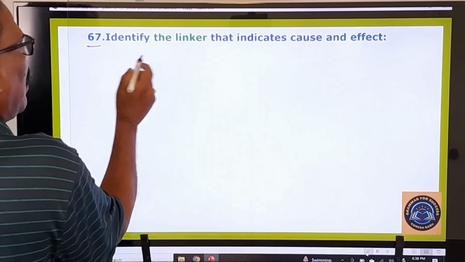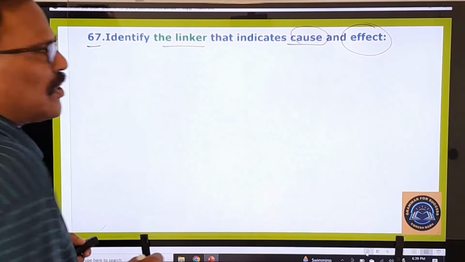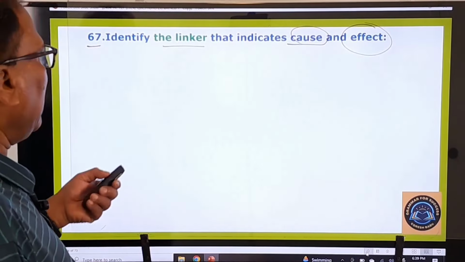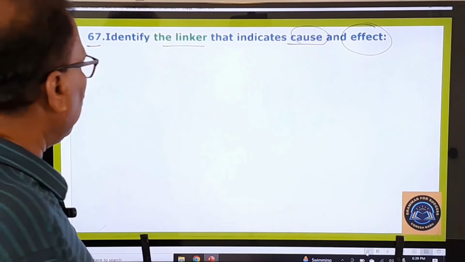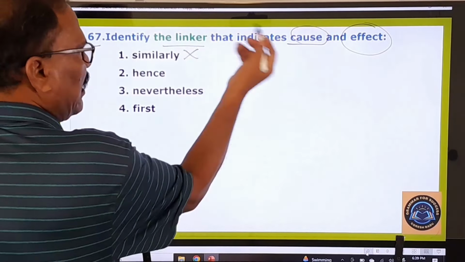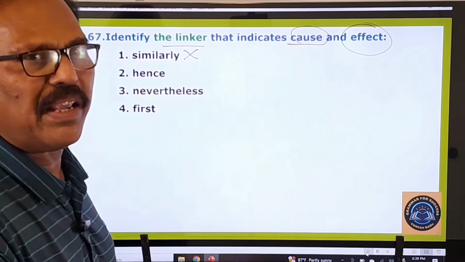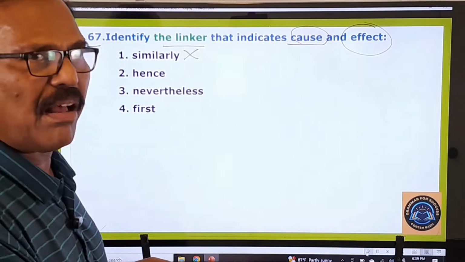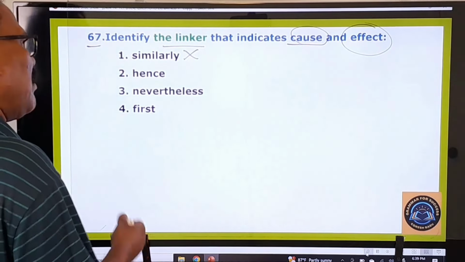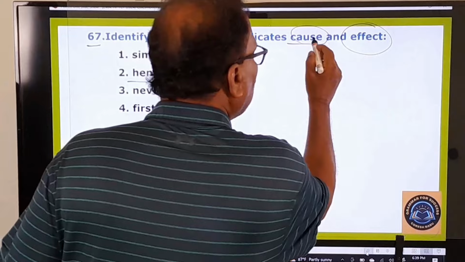The 67th one is there. Identify the linker that indicates cause or effect. What is that linker that indicates cause or effect? Here you pay attention. Similarly is not the word that indicates effect or cause. Similarly means in much the same way. Hence is the word that indicates cause and effect.